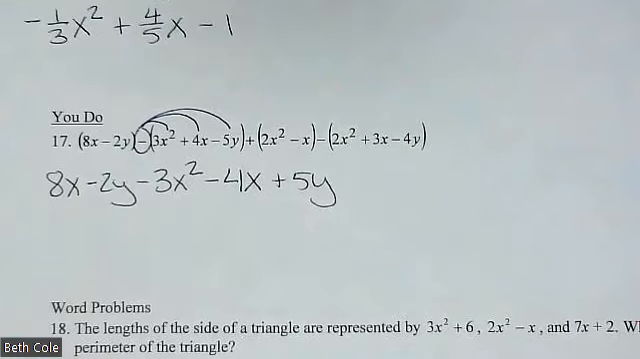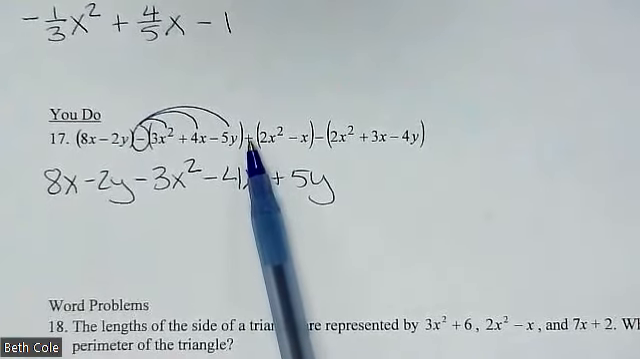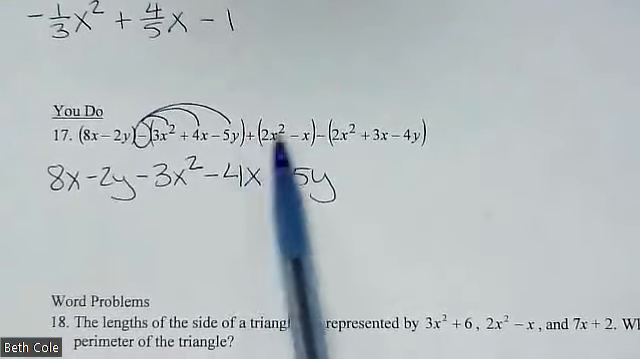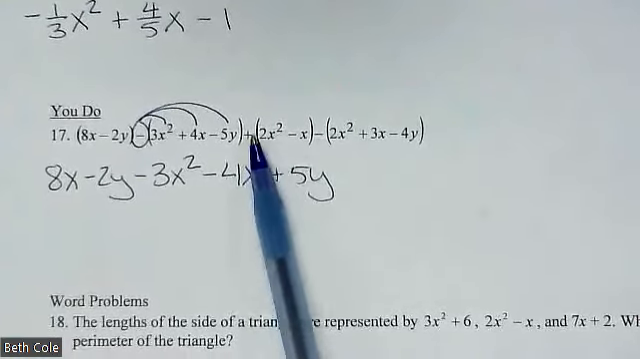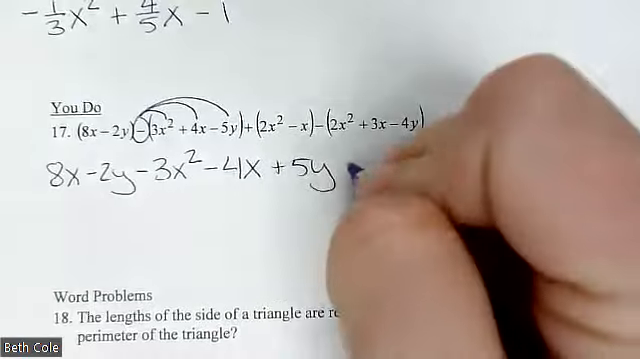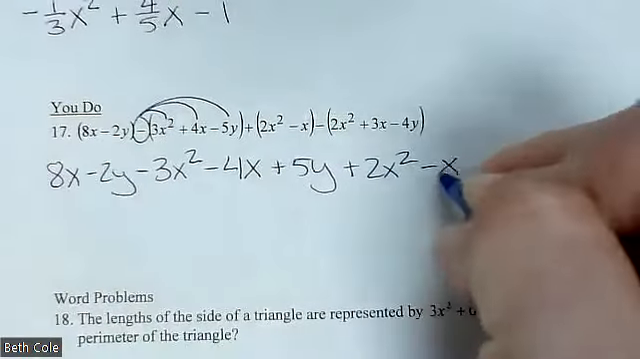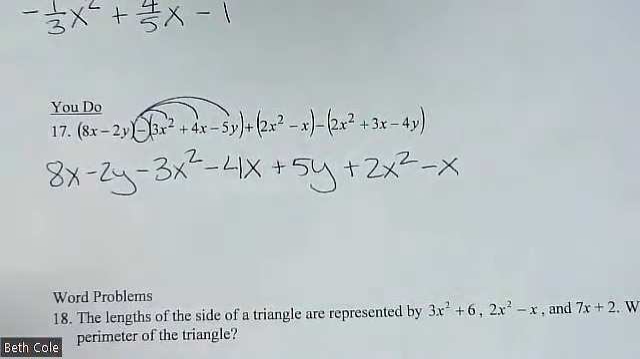Now this one's really long. Now look at the next part. Do you see how that's a plus? Nothing's going to change then. Just copy it down. Like you can distribute a plus sign, I suppose, if you want, but it's just going to be 2x squared minus x. It doesn't change if it's a plus sign. You're just adding it together.